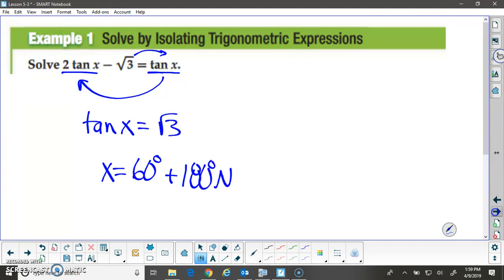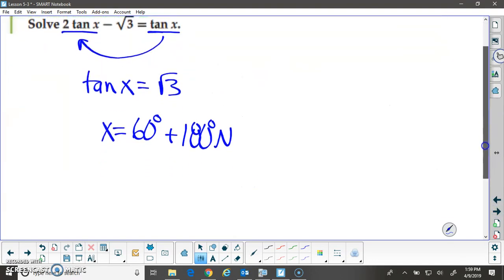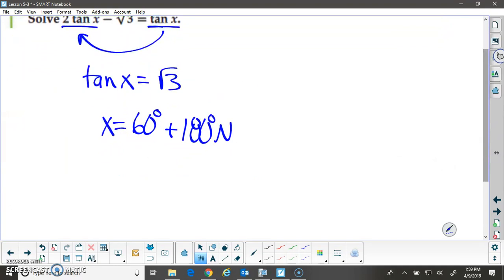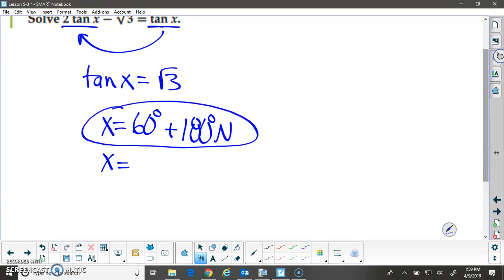Why do you suppose it's 180n instead of 360n like we had on this problem? Because the period of a tangent function is 180, not 360. The last problem was involved with sines. And this would give us all of our answers. We could have an additional answer of 240 plus 180n.